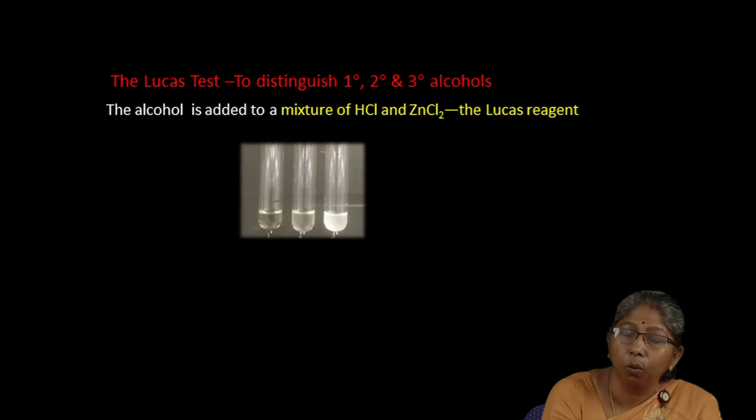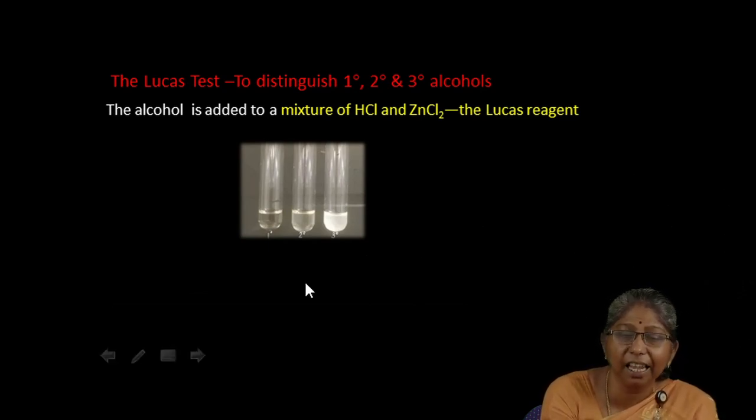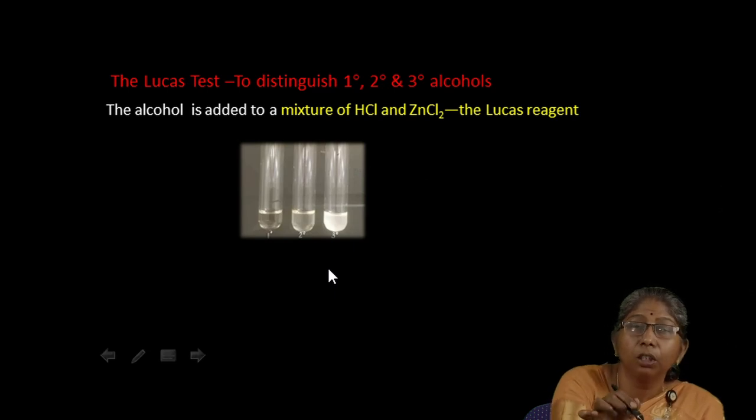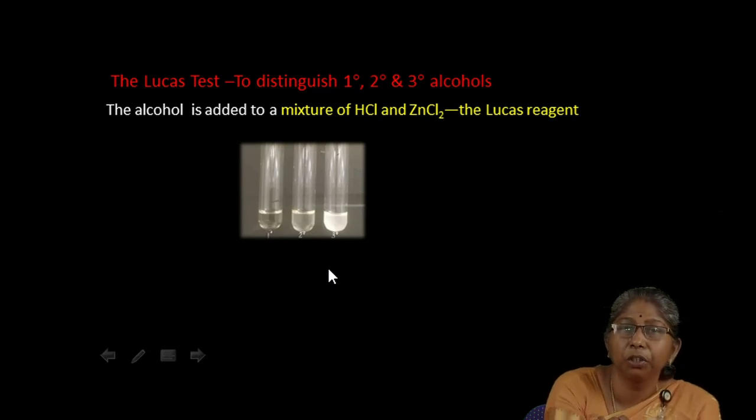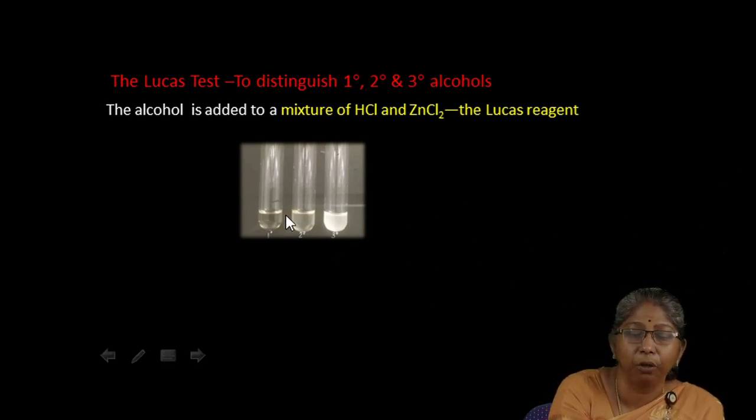Using these reagents, that is, HCl and zinc chloride as a catalyst, the Lucas test is done to distinguish between primary, secondary and tertiary alcohols. The given alcohol is mixed with the HCl and zinc chloride, which is called the Lucas reagent. If the turbidity appears immediately, then it is a tertiary alcohol, because the reaction takes place very fast.